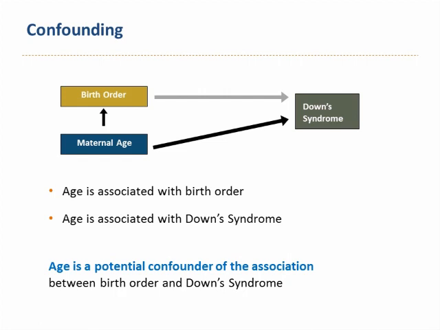We obviously know that age is associated with birth order. An older woman is more likely to have had more previous births, and therefore we would have an association of higher birth order with higher maternal age. We also know from previous evidence that higher maternal age is associated with the incidence of Down syndrome. So here we see that we have all the conditions necessary to have confounding occurring. So age is a potential confounder of the association between birth order and Down syndrome.